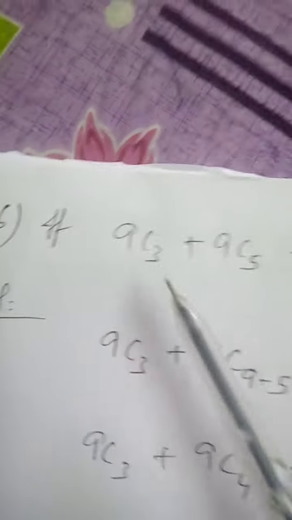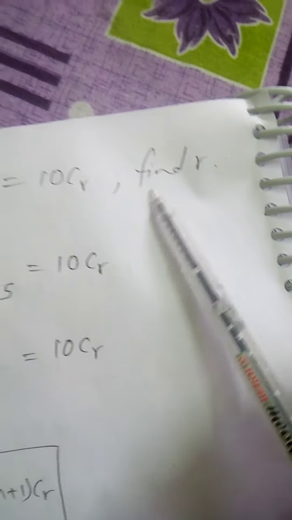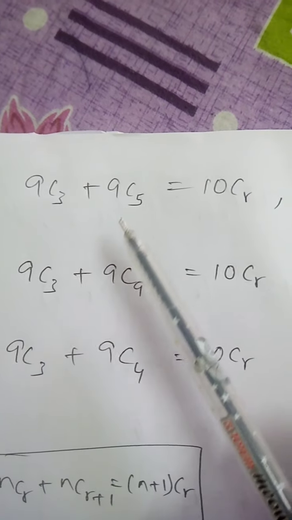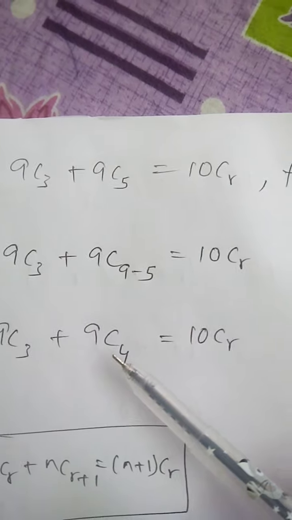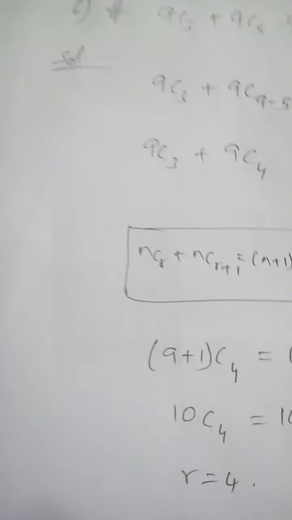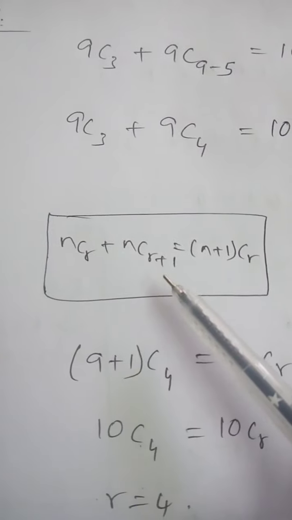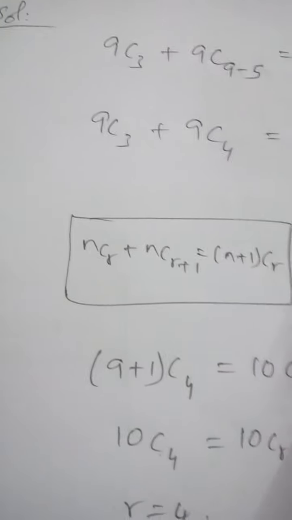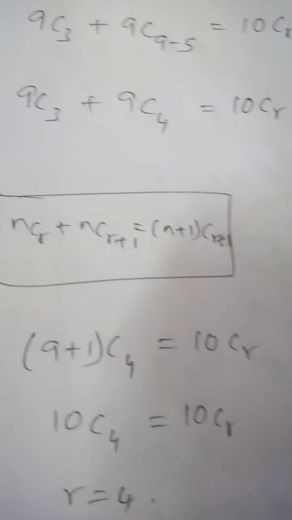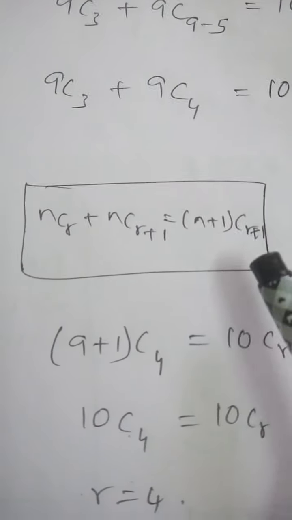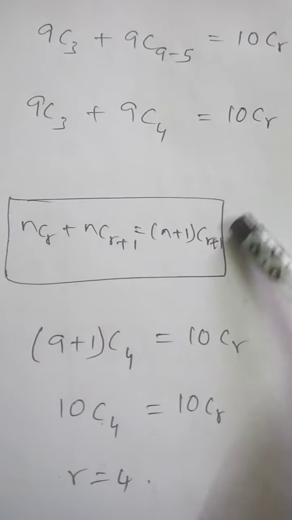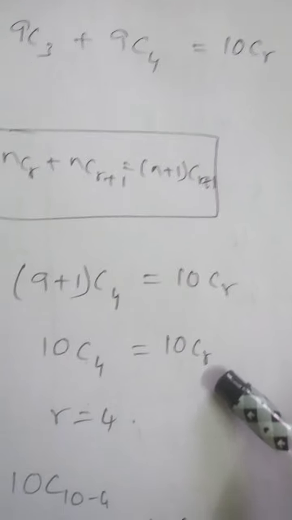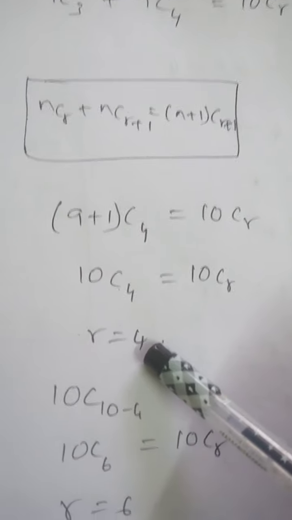Next, if 9C3 plus 9C5 is equal to 10Cr, find r. See, 9C5 can be written as 9C(9 minus 5). That is 9C3 plus 9C4 is equal to 10Cr. So we know the formula nCr plus nC(r plus 1) is equal to (n plus 1)C(r plus 1). So what will it become? (9 plus 1)C4 is equal to 10Cr. That is 10C4 is equal to 10Cr. r is equal to 4.